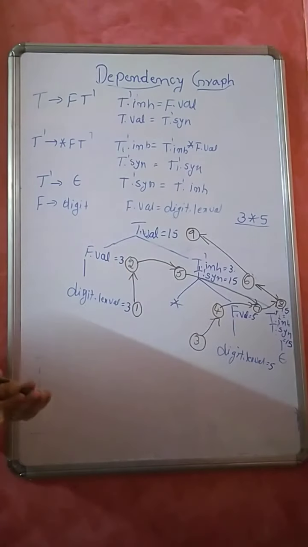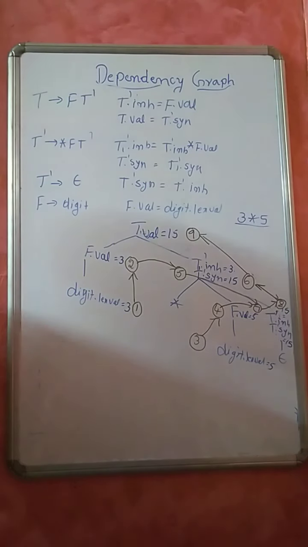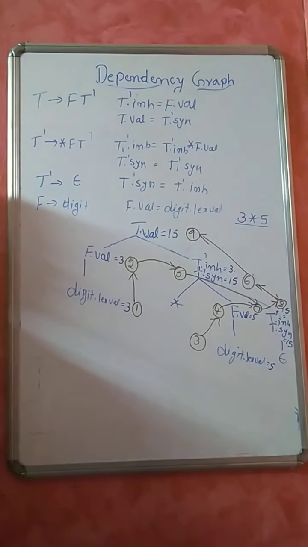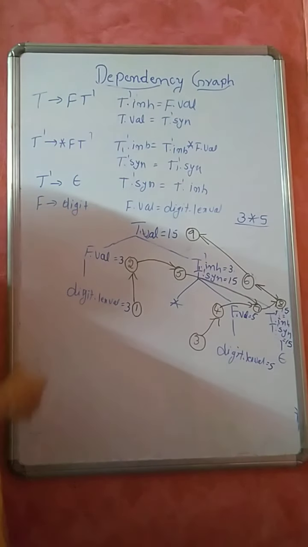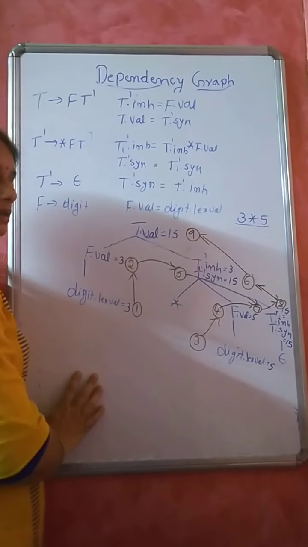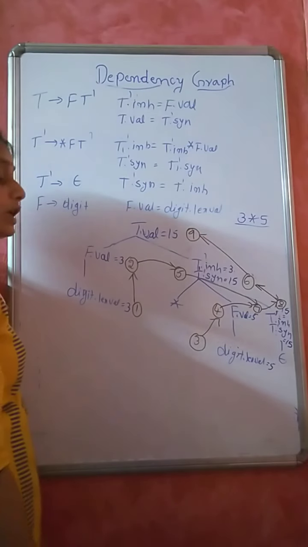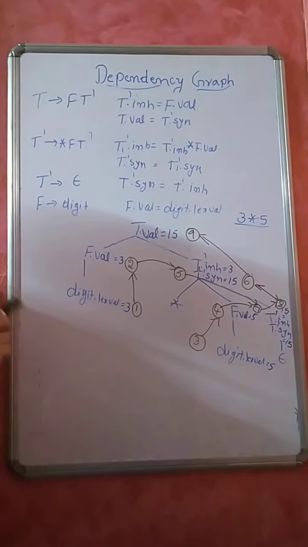So whatever I have written in a brown color, that is a dependency graph. Okay. This way you can easily differentiate which is a dependency graph and which is an annotated parse tree. So whichever I have written in a brown color, that is a dependency graph. And whichever I have written in a blue color, that is an annotated parse tree.